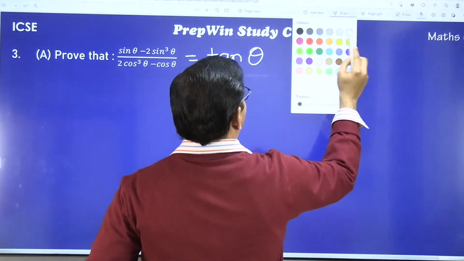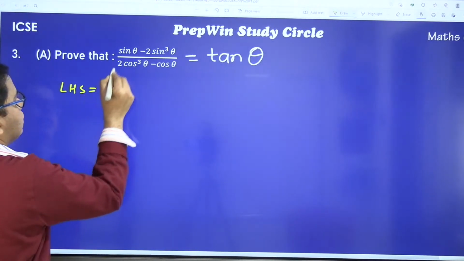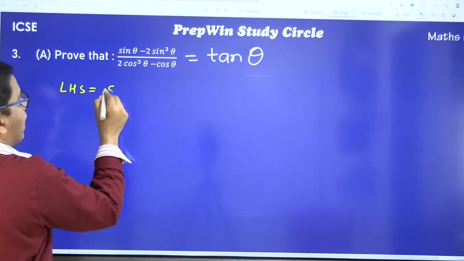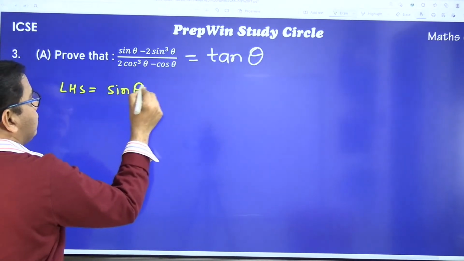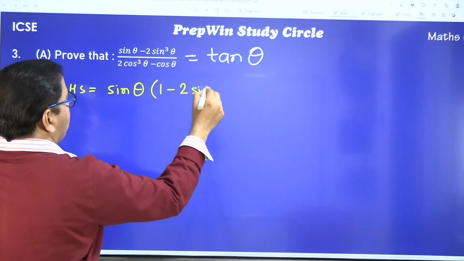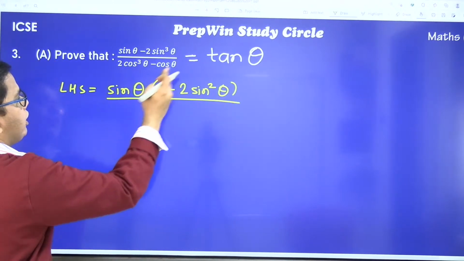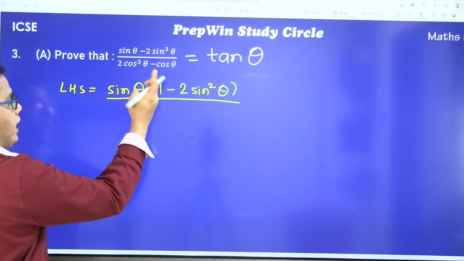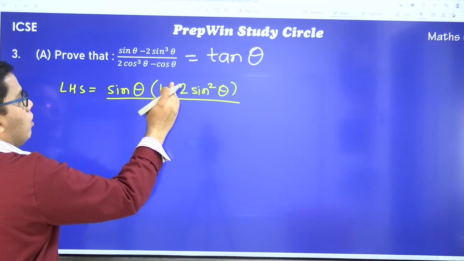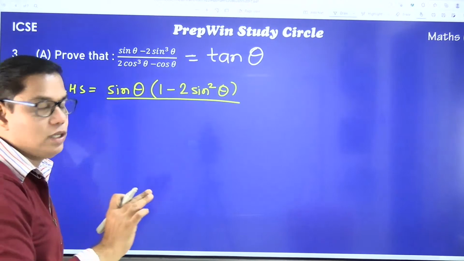RHS is tan theta. Now look at this question. This is very easy. Some of you might have already solved it. LHS is sine theta minus 2 sine cube theta. So I can take out sine theta common. What is left here? 1 minus 2 sine square theta. Is it fine? If you are doubtful whether this is right or wrong, just reopen the bracket and check for yourself. Sine theta into 1 is sine theta, minus sine theta into 2 sine square theta, which becomes 2 sine cube theta.